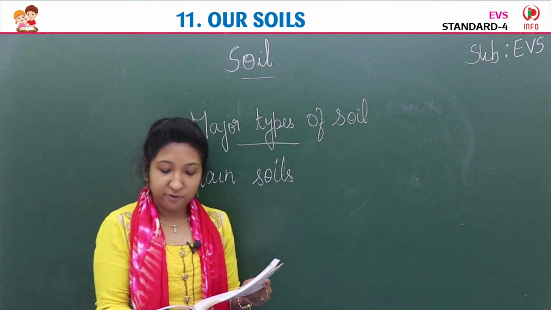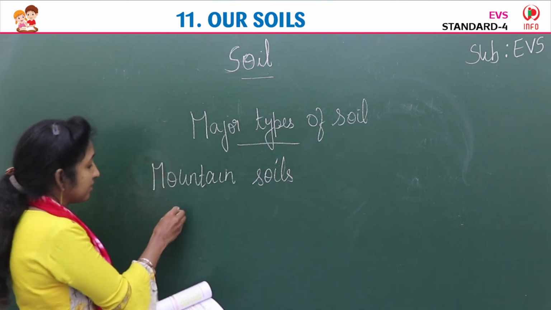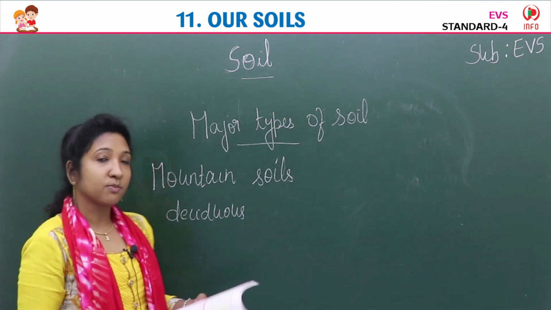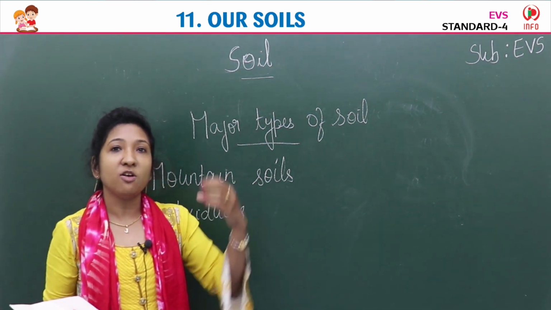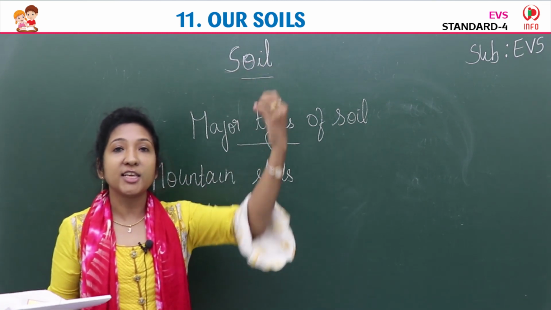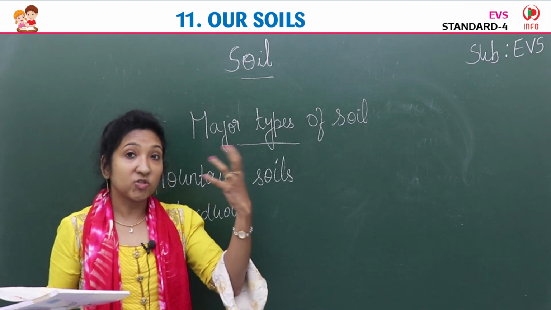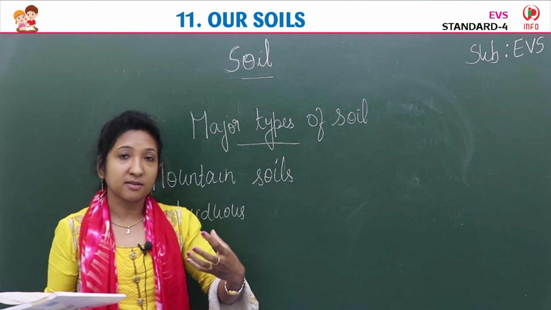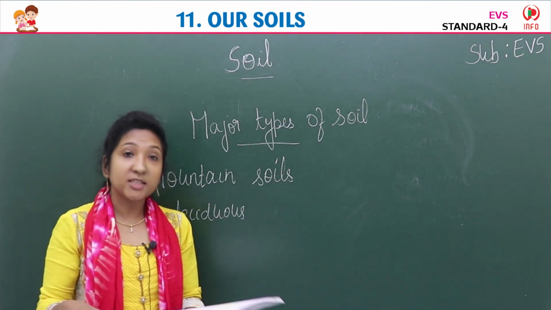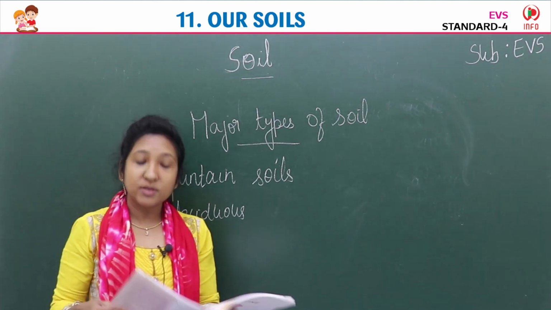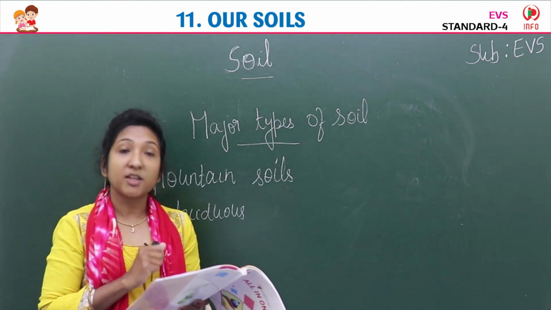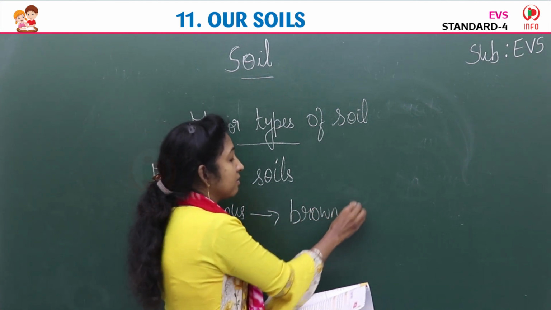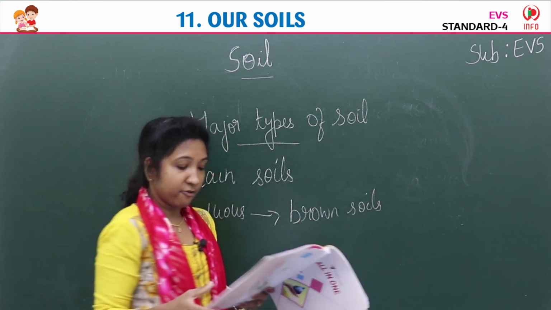In the drier areas of deciduous forest. This deciduous forest means, annually, every year, there is falling off or shedding of leaves. In this forest, the deciduous trees, annually we can see the falling of leaves. So where these forests are, we can find brown soils. In the drier areas of deciduous forest, we can see brown soils.